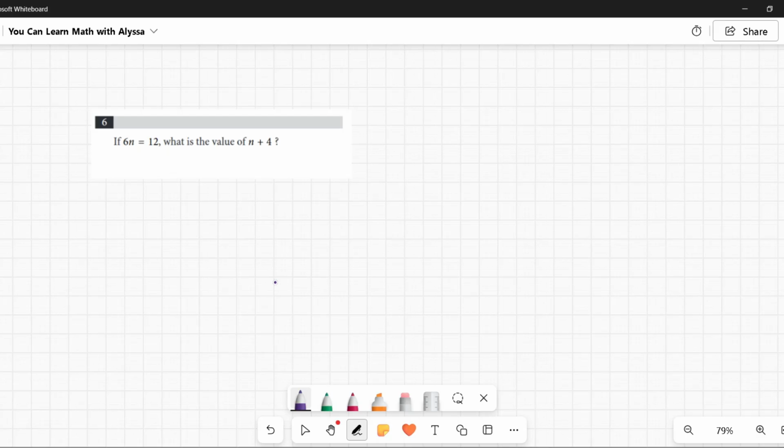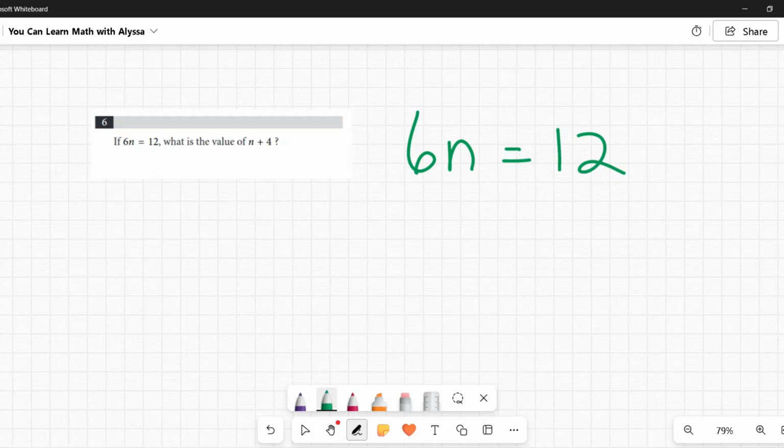Number 6. If 6n equals 12, what is the value of n plus 4? So here we're going to solve for n. What is being done to n? n is being multiplied by 6. 6 times n. To get n by itself, we need to undo what's been done. Division is the opposite of multiplication, so to undo multiplying by 6, I'm going to divide by 6. And because it needs to stay balanced, that's what that equal sign means.